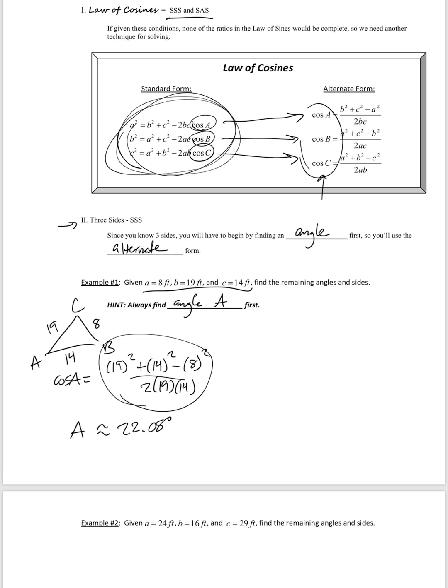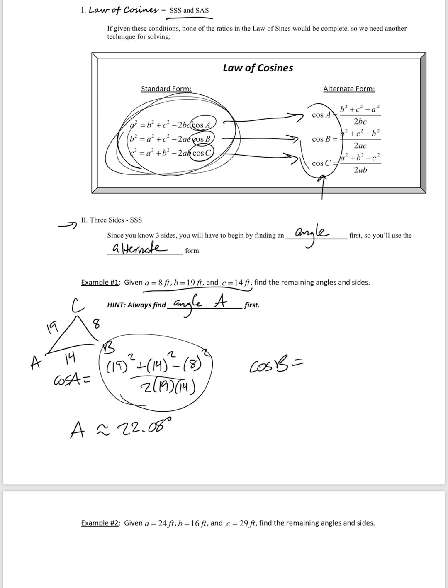Now, from here, I could either set up the law of sines, do 8 over the sine of 22.08 equals 19 over the sine of B, or I could keep using the law of cosines to solve for B. Both options are perfectly fine. Both options give you the same answer. So I'm going to use the law of cosines again, even though it's a little longer. It's a little more straightforward. You're just plugging into a formula, and it's new, so I want you to see another example of it. But regardless, whichever method is easier for you, by all means, use it.